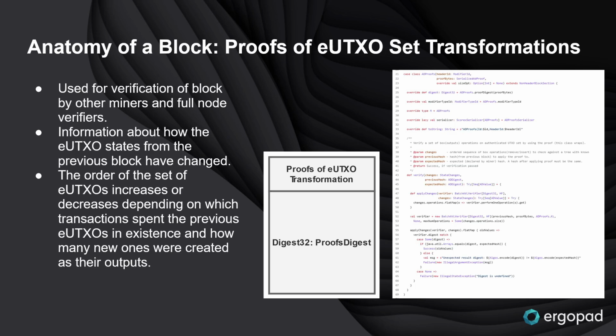So what are the proofs of UTXO set transformation? Like I mentioned, they're used for verification of the block by other miners and full node verifiers. It's information about how the UTXO states from the previous block have changed. The order of the set of UTXOs increases or decreases depending on which transaction spent the previous UTXOs in existence and how many new ones were created as their outputs.